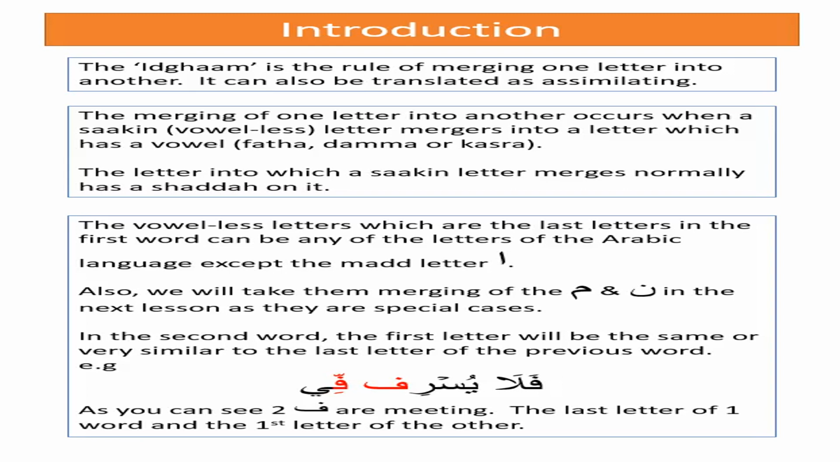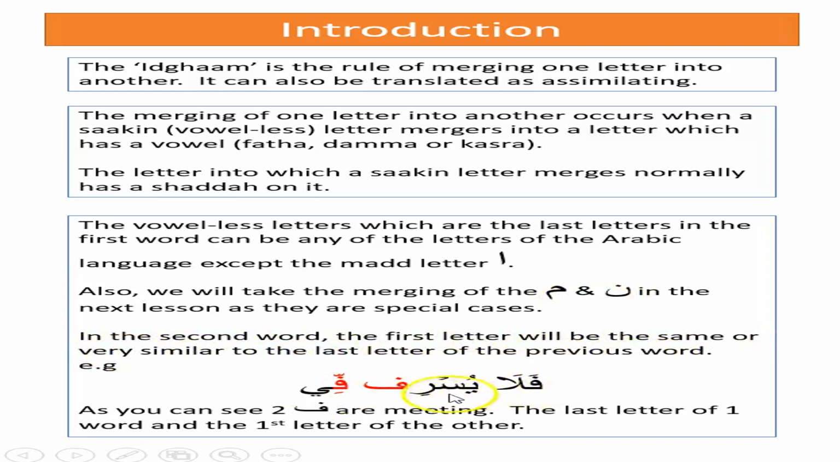So, the vowel-less letters, which are the last letters in the first word, can be any of the Arabic letters except for the med letter alif. Also, just one of the exceptions here, we will take the merging of the meme and the noon in the next lesson as they are special cases. Okay, so we are going to be taking the merging lesson here for all of the letters apart from the alif, meme, and noon. Okay, in the second word, the first letter will be the same or very similar to the last letter of the previous word.